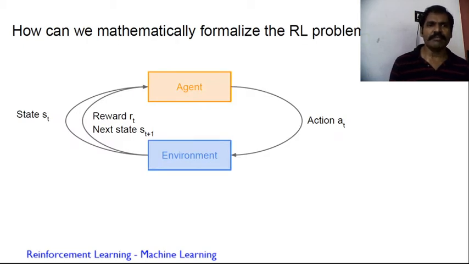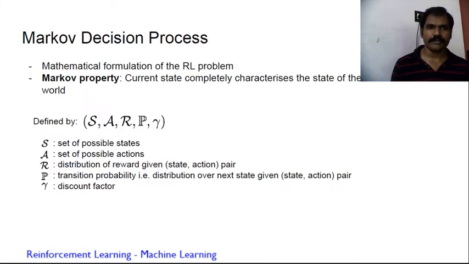How do we mathematically formalize this RL problem? Based on the environment, the agent takes an action, gets the reward, and moves on to the next state, that is S of t plus 1. This is again based on the Markov property, that is the Markov decision process, MDP. We use this as the mathematical formulation of the RL problem.